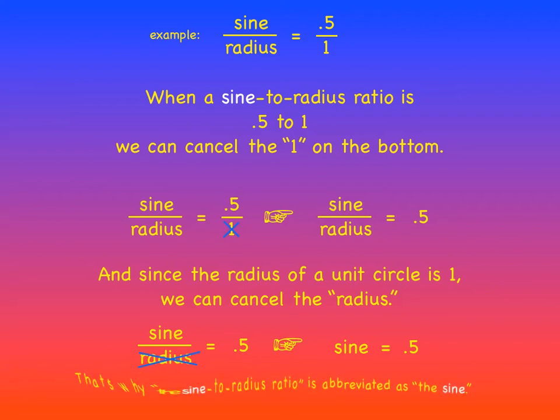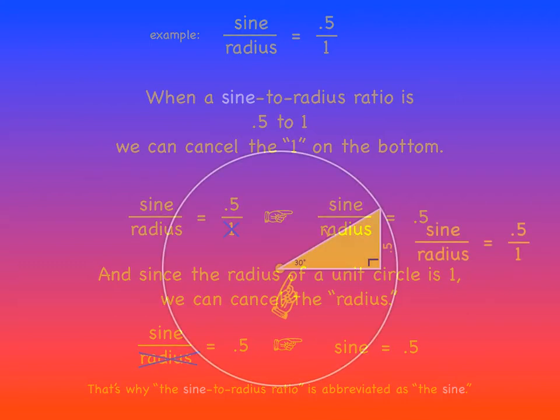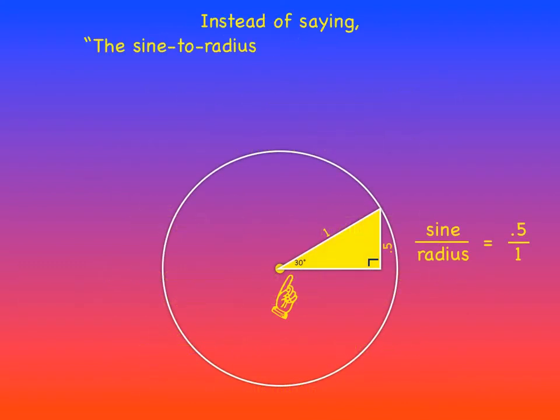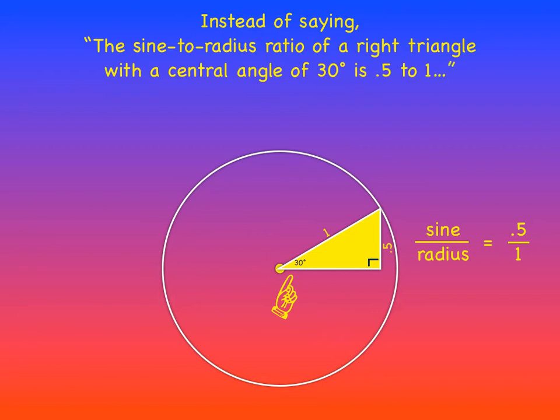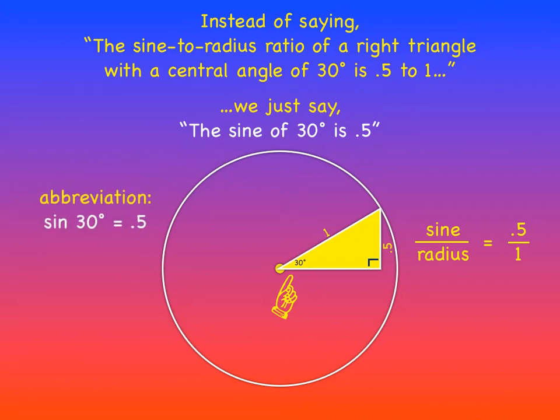That's why the sine to radius ratio is abbreviated as just the sine. Instead of saying the sine to radius ratio of a right triangle with a central angle of 30 degrees is 0.5 to 1, which is a lot of words, we just say the sine of 30 degrees is 0.5. Much quicker, same meaning. The abbreviation SIN, sine of 30 degrees, equals 0.5.